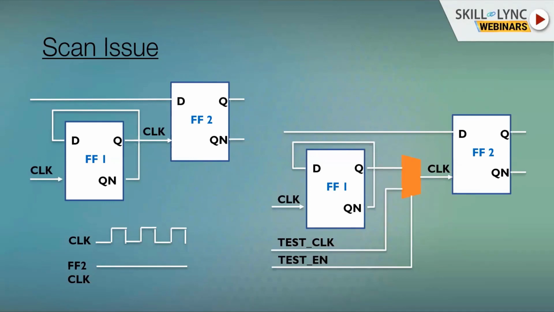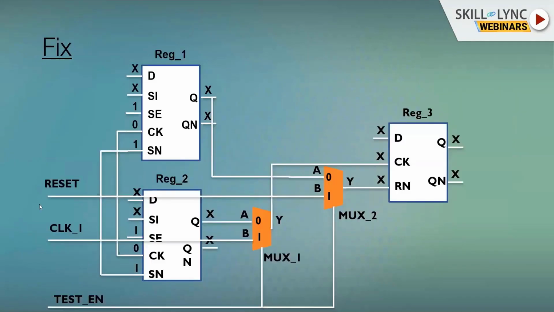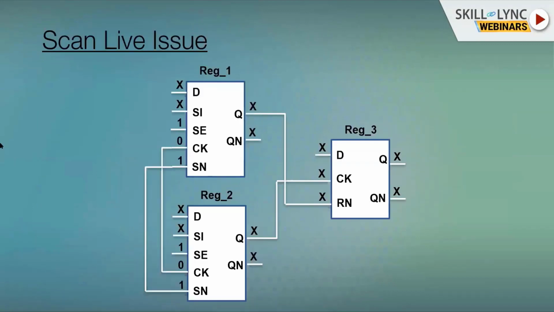Moving on to the next slide. You can see in the schematic, this is a scan live issue. Register 1 and register 2 outputs are connected to the inputs of the reset and clock pins. Similar to the issue I explained earlier, here both the clock and reset pins are not controllable. So let us see, as a DFT engineer, how we control this in the coming slide.